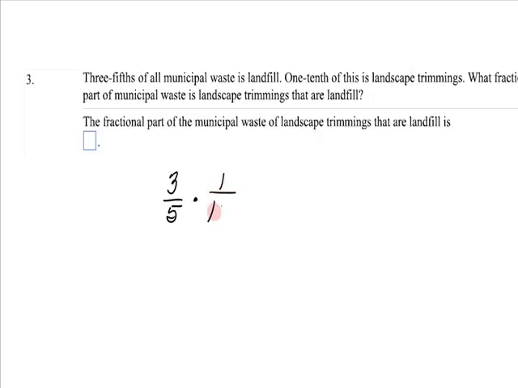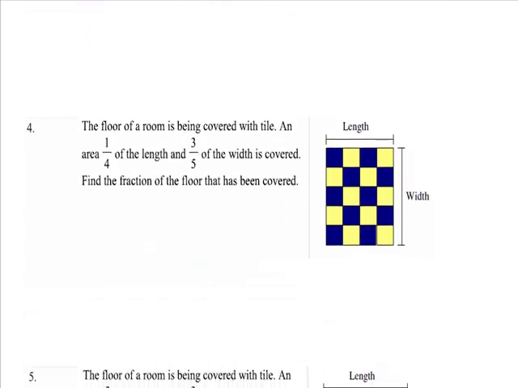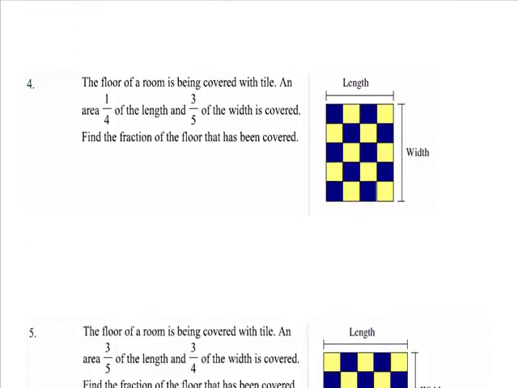So I'm going to multiply this by 1/10. 1/10 of 3/5. 3 times 1 gives me 3, and 5 times 10 gives me 50. 3/50ths. Now we're going to look at the kind of problems that are arrays or a rectangular arrangement. It says the floor of a room is being covered in tile. An area 1/4 of the length and 3/5 of the width is covered. Find the fraction of the floor that has been covered.